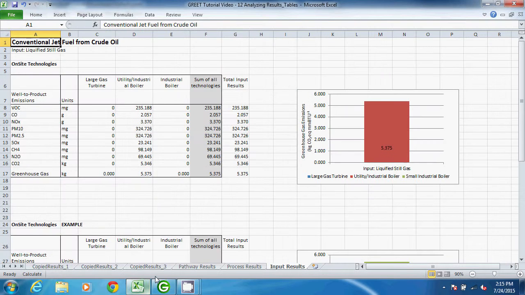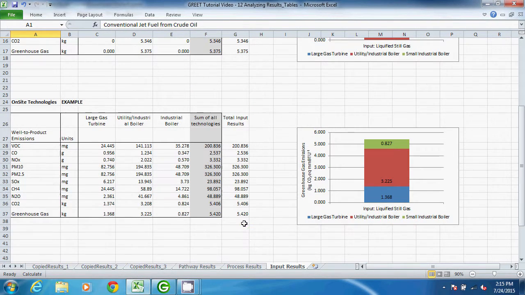I copied and organized results as before, and the summed emissions equal the total input emissions as they should. As we would expect, the utility industrial boiler is responsible for about 60% of the greenhouse gas emissions, the small industrial boiler accounts for about 15%, and the large gas turbine for about 25%, the same as their technology shares.